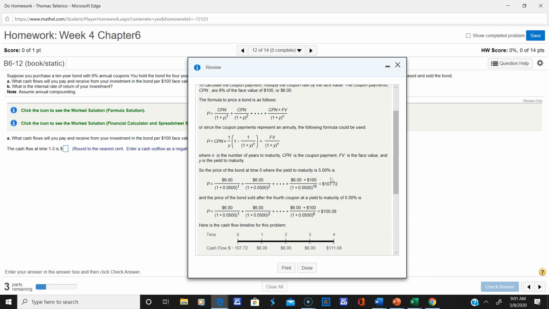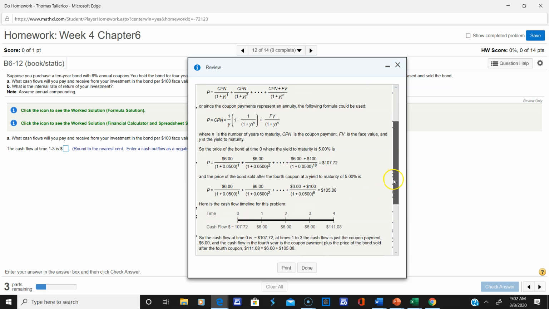Now, but you're not going to hold it for 10 years. So the price of the bond that you sold after the 4th coupon, at the same yield to maturity, is going to be for 6 years. Whoever bought it only has it for 6 years, and they're going to get $6 coupons, and the face value, again, is going to be $100 when it matures. So for the 6 years that someone else is going to hold it, the price of the bond is now going to be $105.08, which is less because there's fewer coupons. Does that make sense to everybody? 4 coupons were paid already.